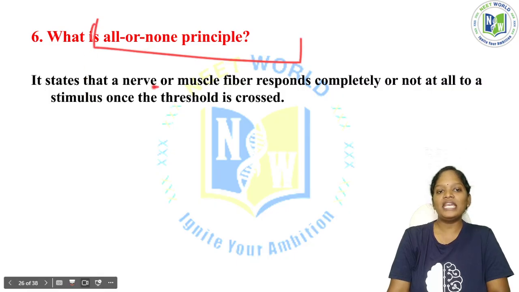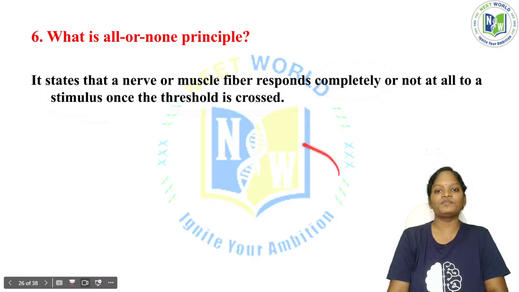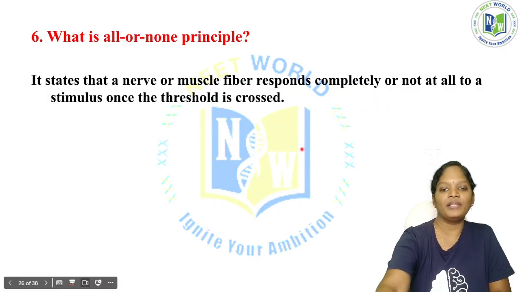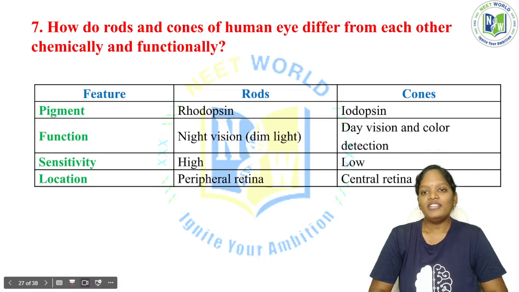It states that a nerve or muscle fiber responds completely or not at all to a stimulus once the threshold is crossed. So this is the proper definition for the all or none principle, right? Now, how do the rods and cones of the human eye differ from each other chemically as well as functionally?